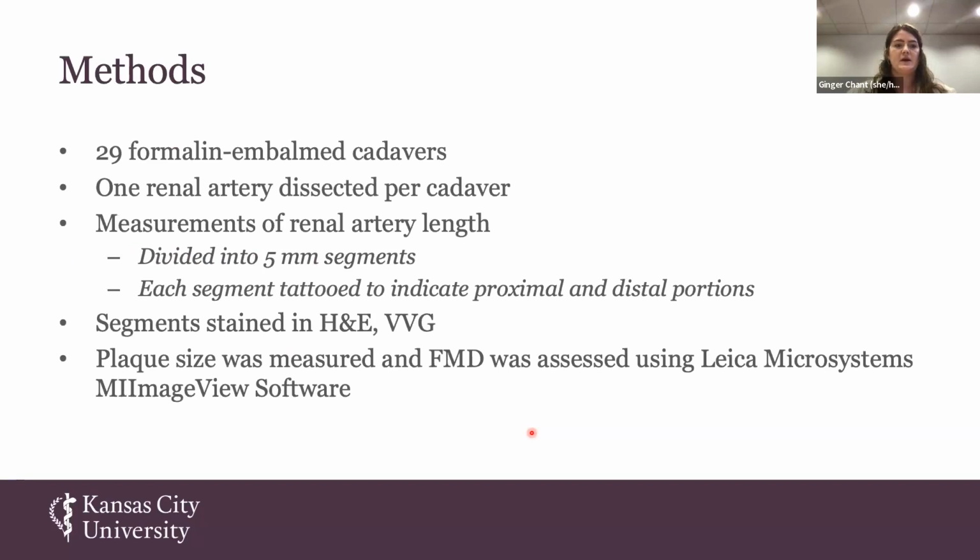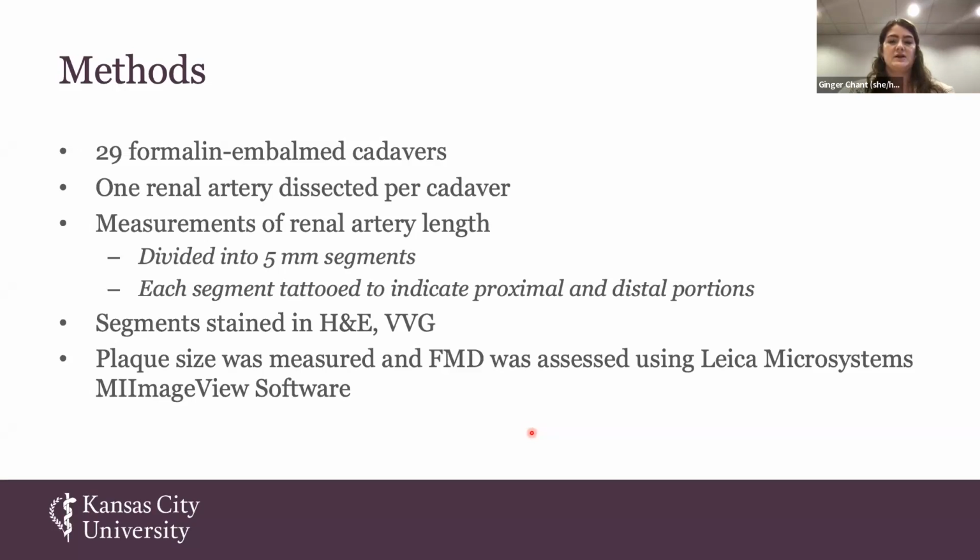Moving on to our methods, we used 29 formalin embalmed cadavers from the Kansas City campus. One renal artery was dissected per cadaver, and we measured the renal artery once we dissected it, from the bifurcation off the aorta to before the renal artery bifurcated at the hilum. And then we set the caliper to 5 millimeters, and we cut in 5 millimeter segments.